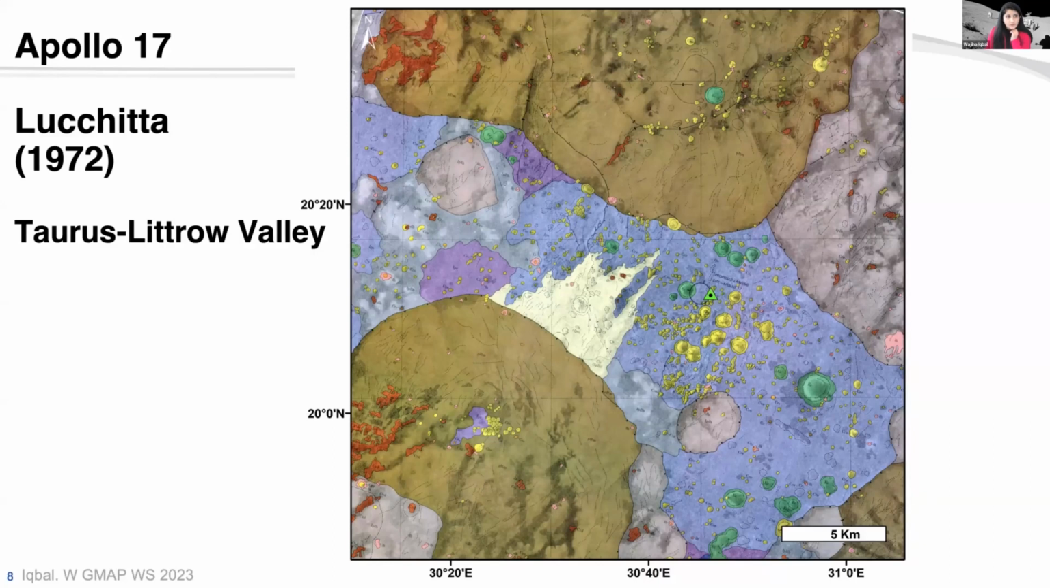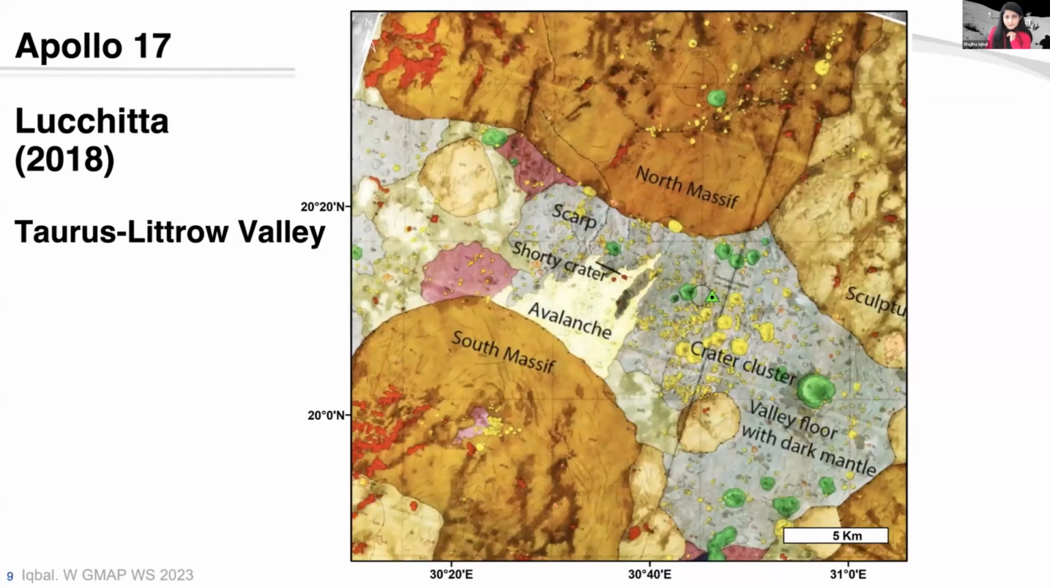But ages and stratigraphy were unclear. This was made by Lokita in 1972, and they updated the interpretation in 2018 after they added all the information they gained from sample studies and other studies. But still, the problem is that this map is dependent on probably a single image.